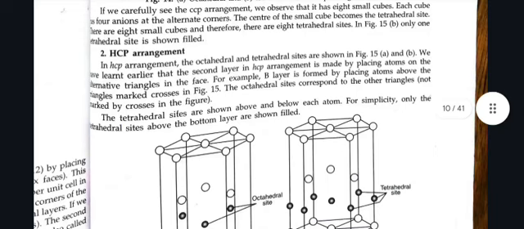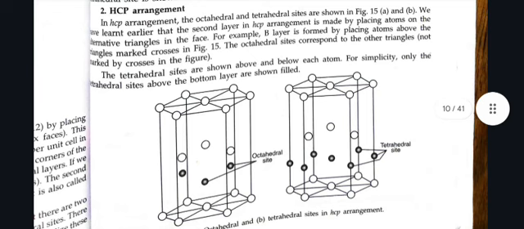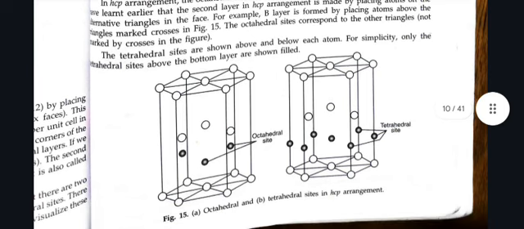HCP arrangement. In HCP arrangement, the octahedral and tetrahedral sites are shown in figure 15a and b. We have learned earlier that the second layer in HCP arrangement is made by placing atoms on the alternate triangles in the face. For example, B layer is formed by placing atoms above the triangle marked by crosses in figure 15. The octahedral sites correspond to the other triangle not marked by crosses in the figure. The tetrahedral sites are shown above and below each atom. For simplicity, only the tetrahedral sites above the bottom layer are shown filled.